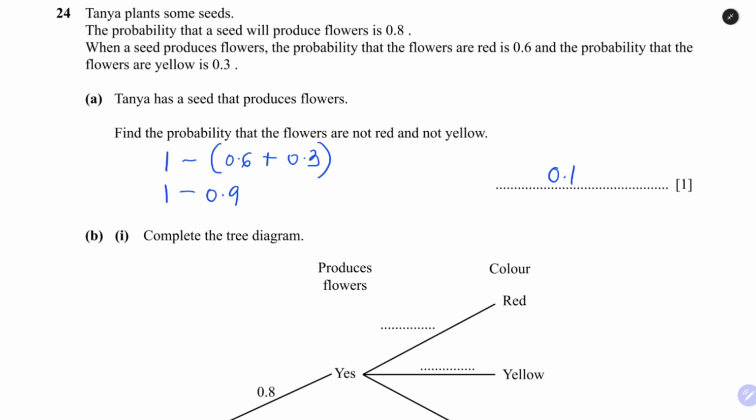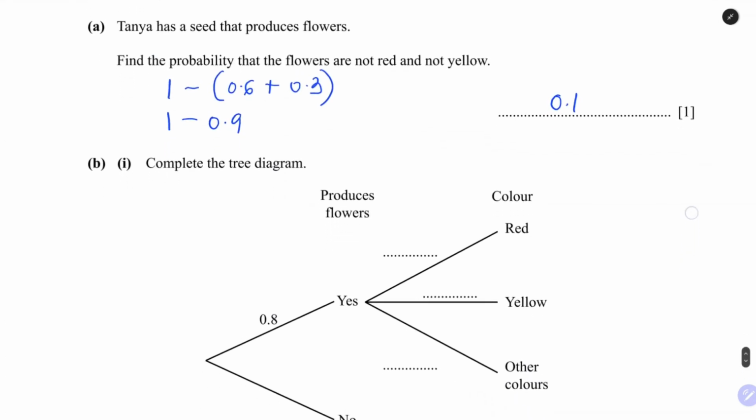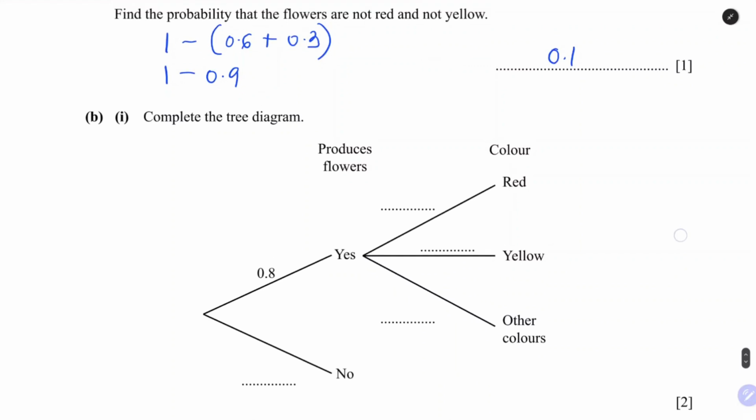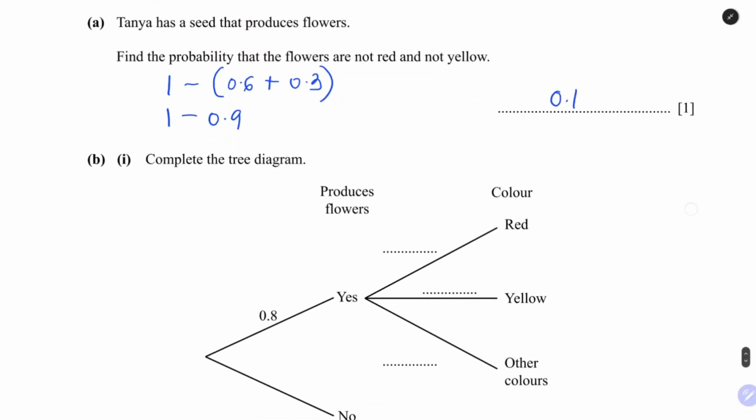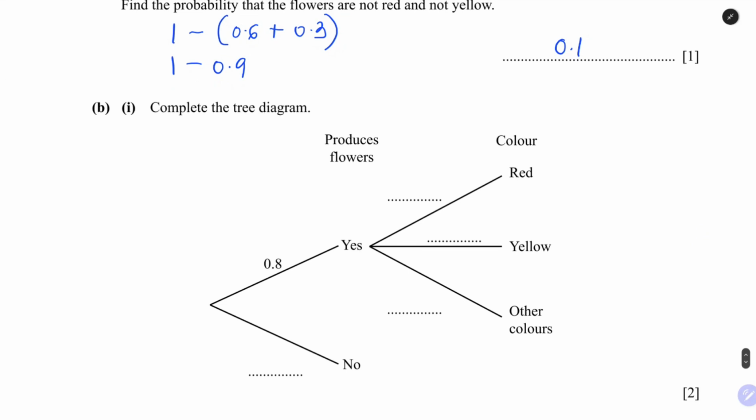Now the next question is asking us to complete the tree diagram. Tree diagrams generally are ways of simplifying probability questions. So what do we see on a tree diagram? On a tree diagram, as the name implies, it's a tree, it has branches. Each branch should add up to 1. So when you're asked to complete a tree diagram, just bear in mind that the entire branch should add up to 1.